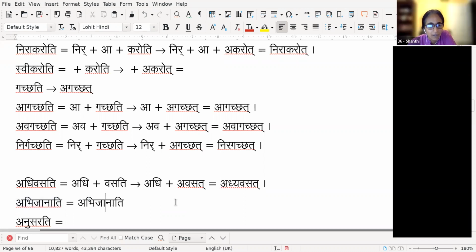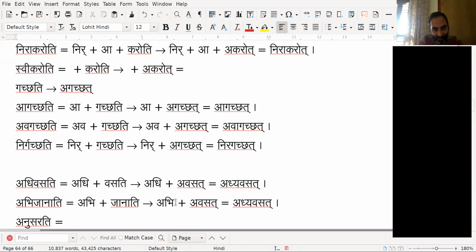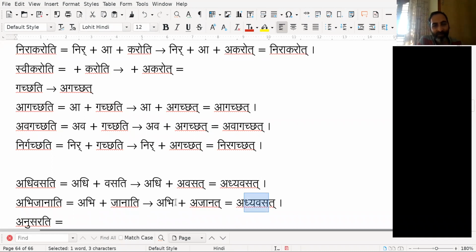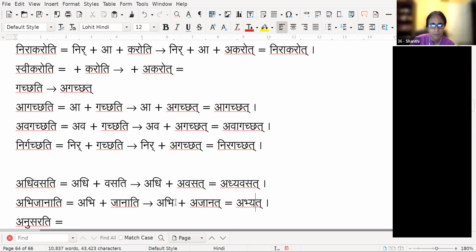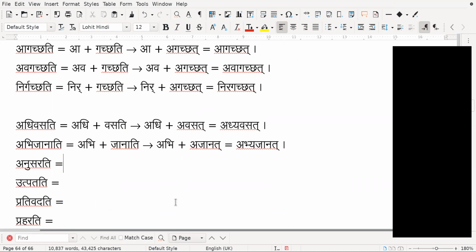Abhi Janati. Abhi plus Ajanat. Abhyajanat. Abhi plus Ajana, Ajanat. Janati, Janat. No, it is Ajanat. Abhyajanat. Abhya Janat. Correct.